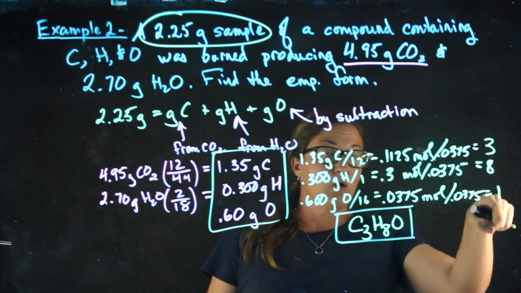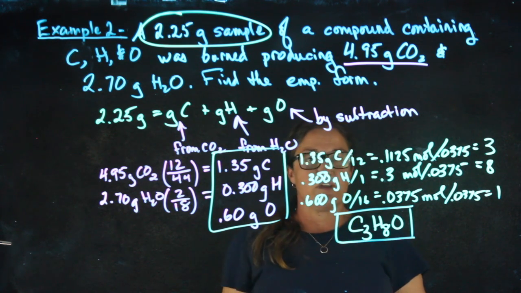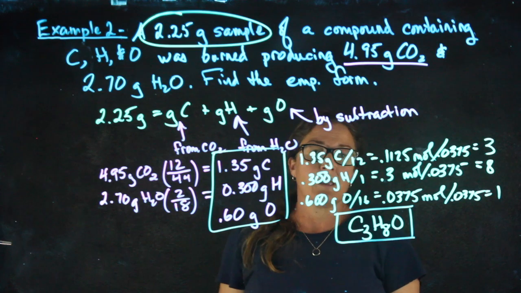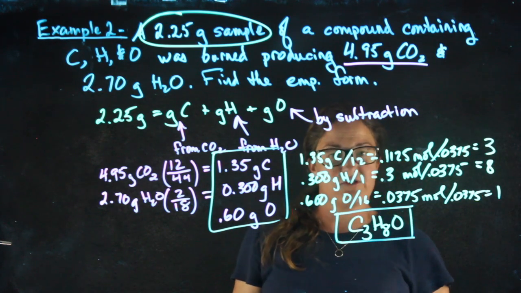Remember, if you don't get a whole number here, you get something that ends in 0.5, you have to double all of them. Ends in 0.33, you have to triple all of them. You're going to need to figure out whatever you need to multiply all of them by so that you get whole numbers.